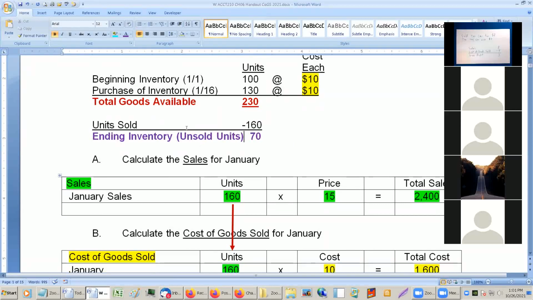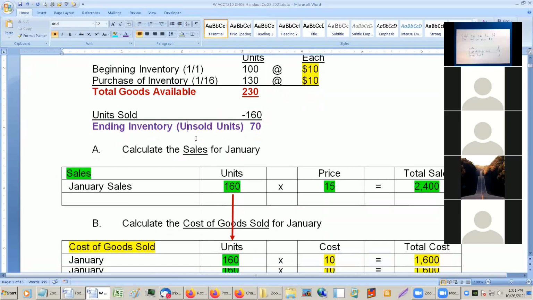Okay, so this is going to be our ending inventory. Unsold units was 70. And that's one thing to keep in mind at the end of the period. The units that are available, they're either sold or they're not sold. If they're sold, they go in cost of goods sold. If they're not sold, they're in the ending inventory. We still have them. We can still sell them.